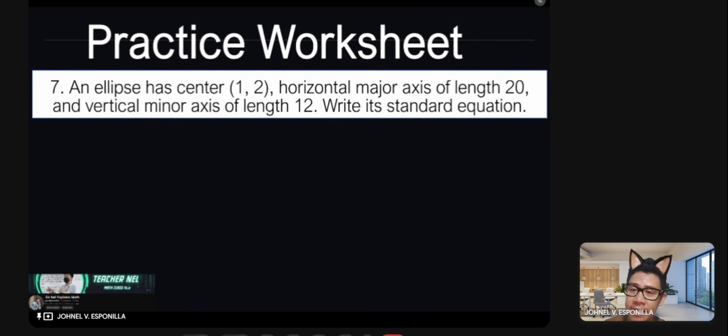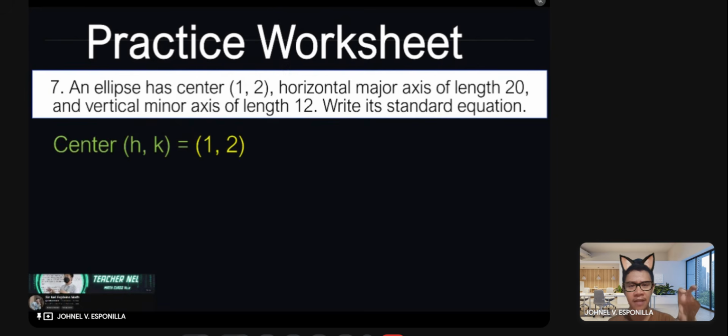An ellipse has center 1, 2, horizontal major axis of length 20, and vertical minor axis length 12. Write each standard equation. So, analyze muna natin yung given, no? So, meron tayong center na 1, 2. So, sabi dyan, horizontal major axis of length 20. Tapos, vertical minor axis of 12. So, yung A po natin dyan is, ano yung A natin? Wala pa. So, nasa loob ni major axis at yung B natin nasa loob ni minor axis.